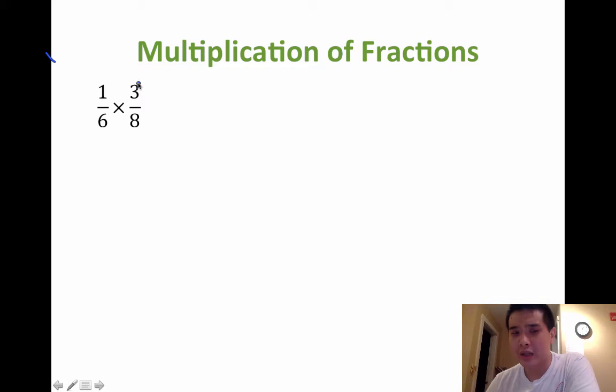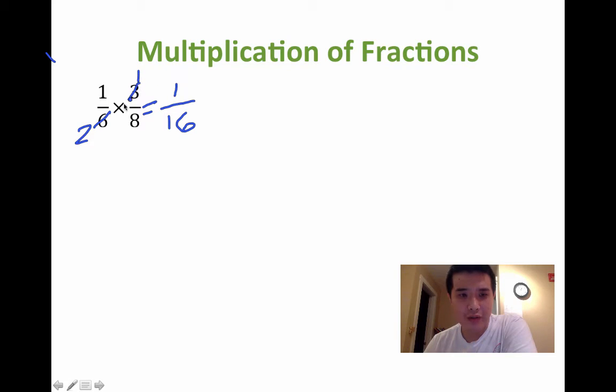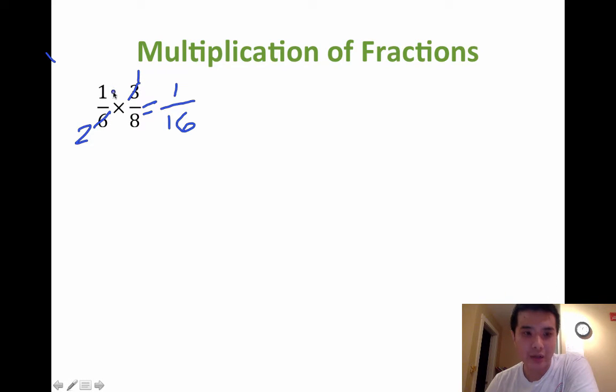So we can say that 3 goes into 3 once, so we can change this into a 1. We can say that 3 goes into 6 twice, so we can change that into a 2. So now what we have is 1 times 1 for the numerators, which gets us 1. And then 2 times 8, which gets us 16. So we have a final answer of 1/16. So all we have to do is simplify by finding common factors between numbers in the numerator and in the denominator, and then multiplying across.